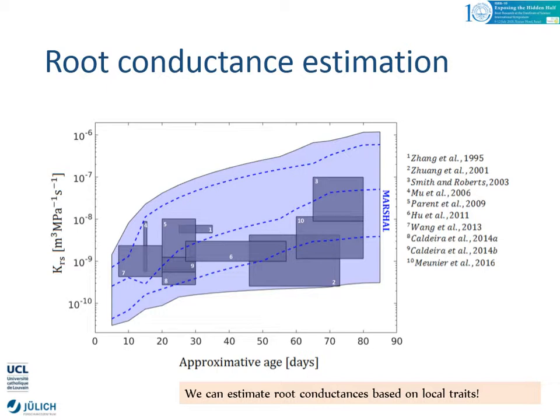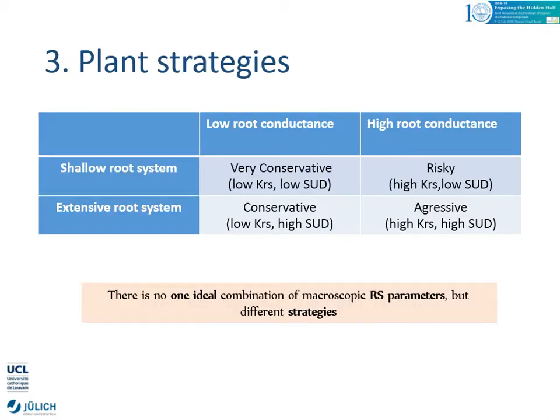So we can somehow estimate root conductances based on local traits, but also root invasion volume or average root depth. So let's go to the third challenge, plant strategies. How can we define plant strategies? Here we decided to define plant strategies as a combination of these macroscopic parameters.